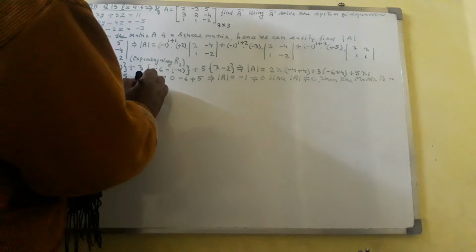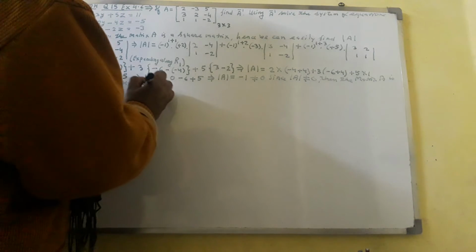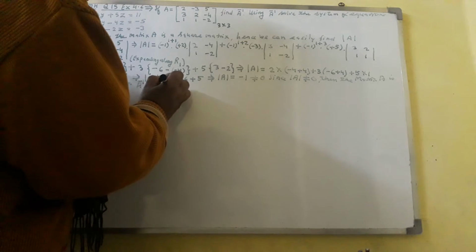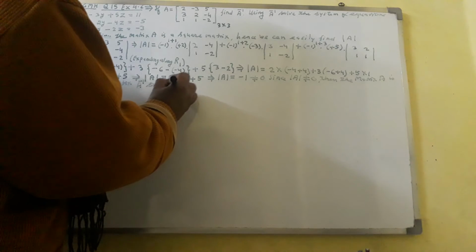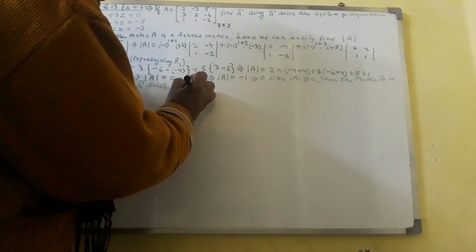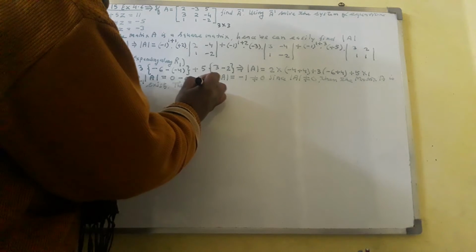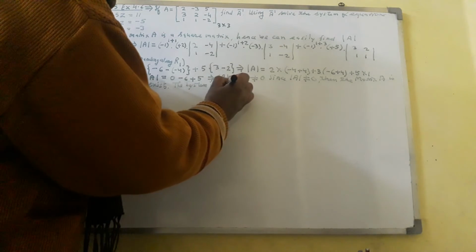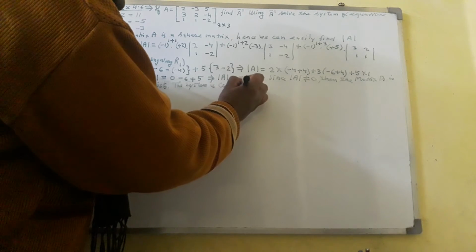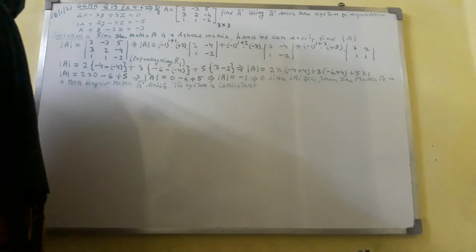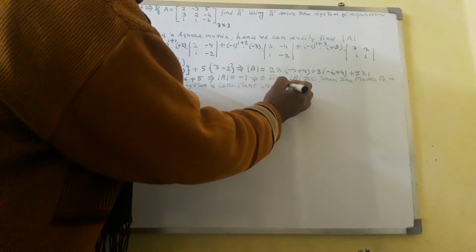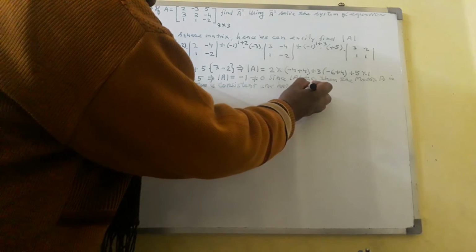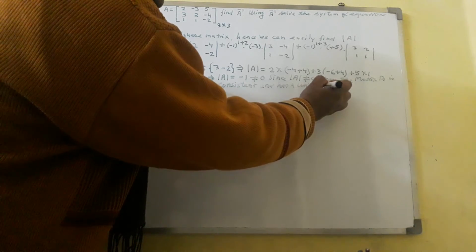Non-singular matrix. A inverse exists. The system is consistent and has a unique solution.